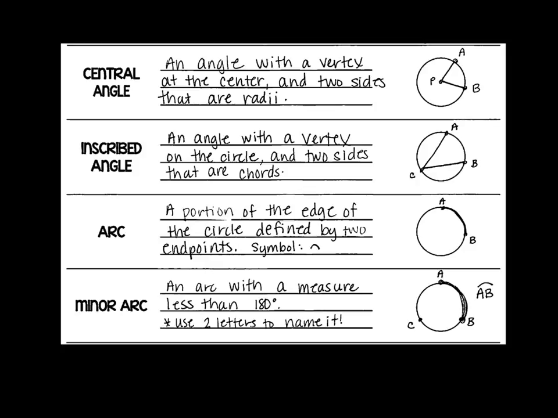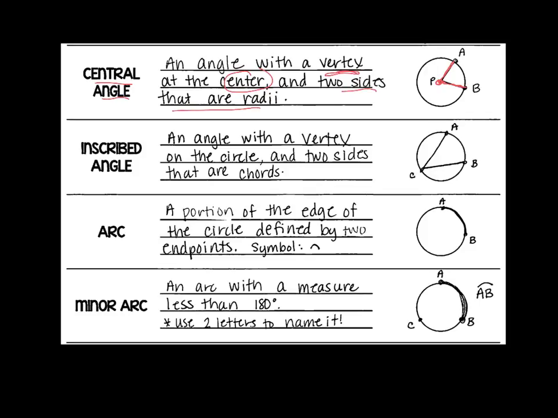So first, we'll start with the central angle. And what is it? It's an angle, right? And where is the vertex of that angle? It's at the center. P is at the center. And then the two sides are the radii, right?